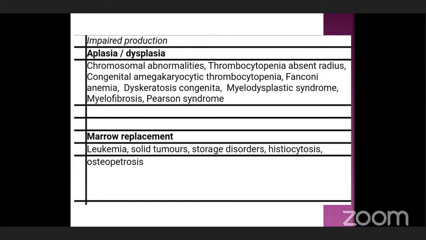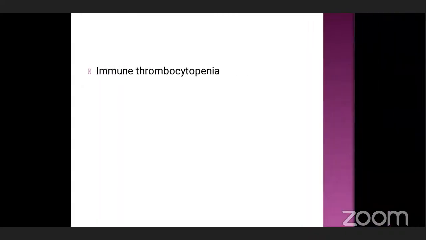Like in leukemia, the marrow is replaced by blast cells. Then solid tumors, which can metastasize to the bone marrow. Storage diseases like glycogen storage disease and all. Then histiocytosis and also osteopetrosis. In all these conditions, the bone marrow is replaced by abnormal tissue, causing decreased megakaryocytes and decreased platelet synthesis. So these are the major causes of thrombocytopenia.